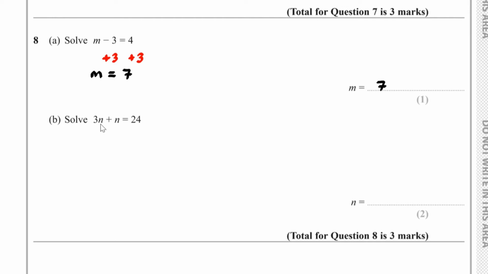For part B, we have to solve 3n plus n equals 24. Well, 3n plus n is equal to 4n. 4n is equal to 24. And now if we divide both sides by 4, then 4n divided by 4 is just n. 24 divided by 4 is 6. So we have n equals 6.